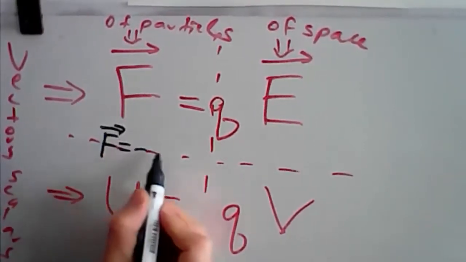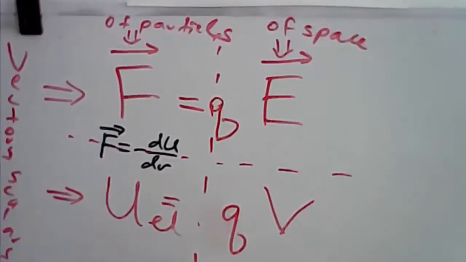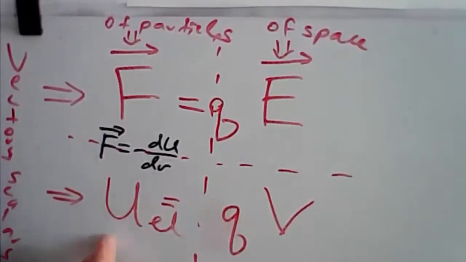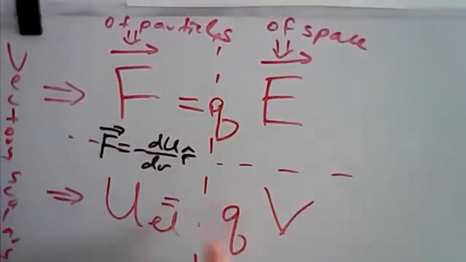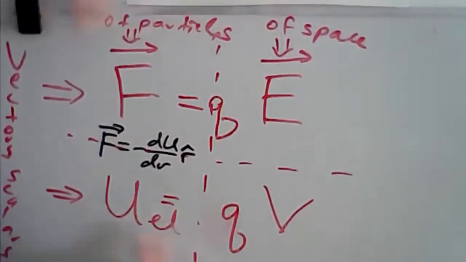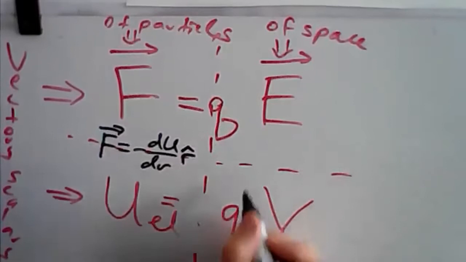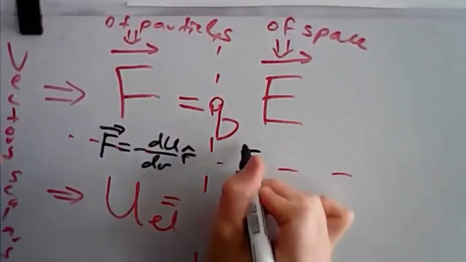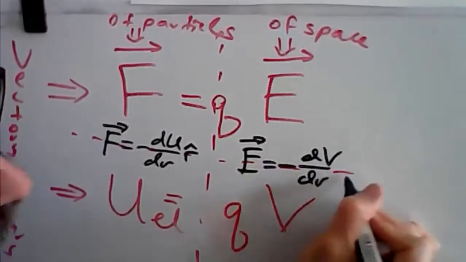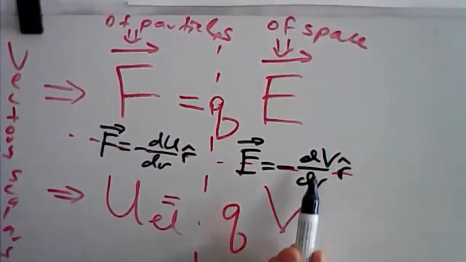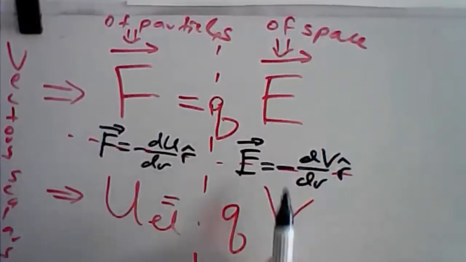So the force is minus dU/dr. How quickly does the potential energy change? That is the force. And the relationship in this direction is the equivalent because they're just related through Q. So of course, if we have this relationship here, we have the same relationship here. So we can say the electric field, and this is normally how we look at this, is equal to minus the derivative of V. How quickly does the potential change is the electric field.